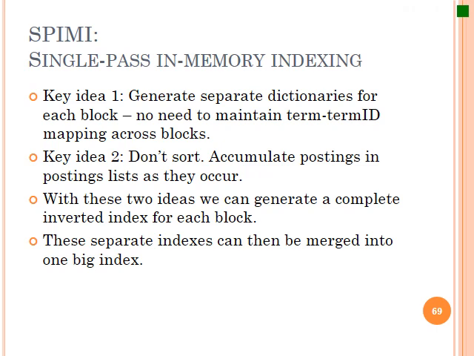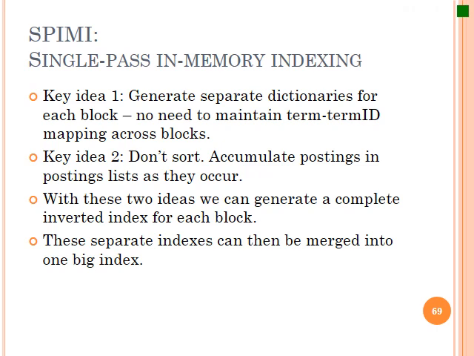So an improvement over that is called SPIMI, or single-pass in-memory indexing. There are 2 ideas here. One is that you generate separate dictionaries for each block. Instead of having one universal dictionary, you create a dictionary for each of the 10 blocks, and you don't sort, but just accumulate the postings in the posting list as they occur.